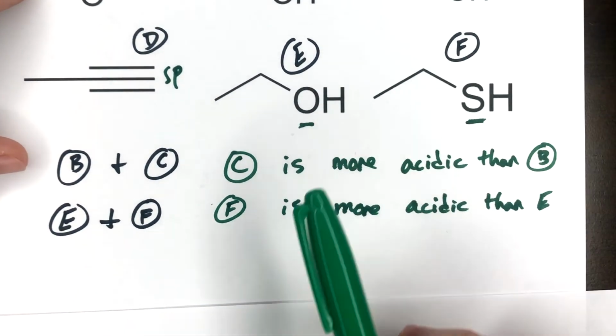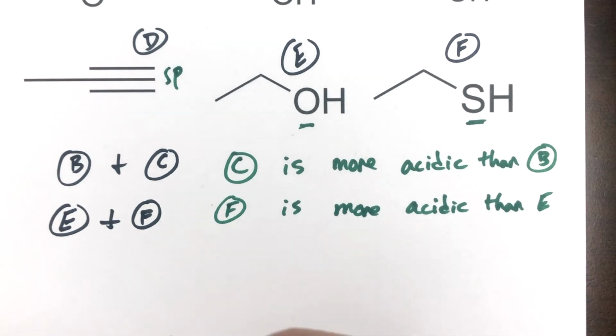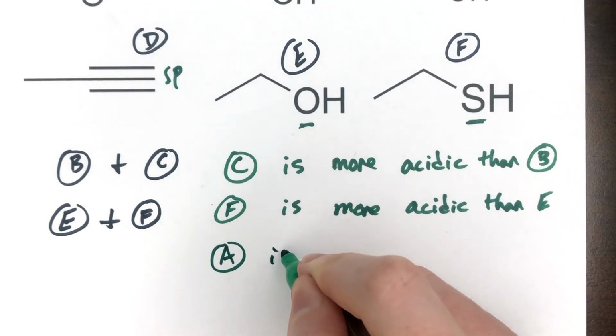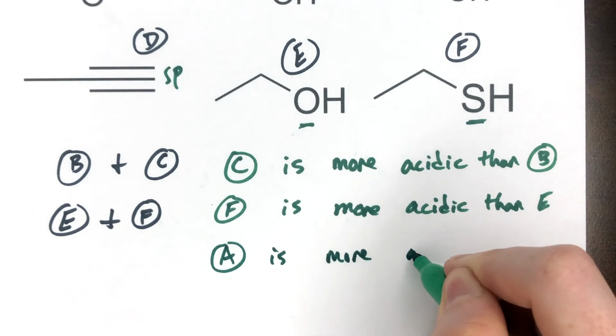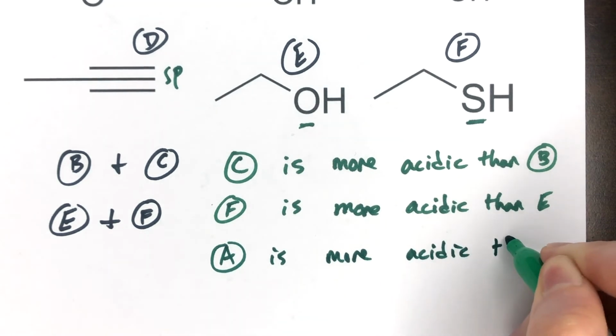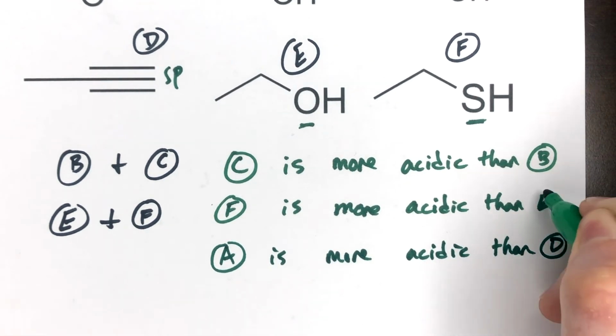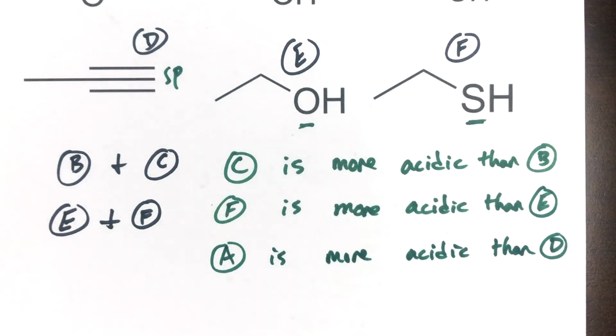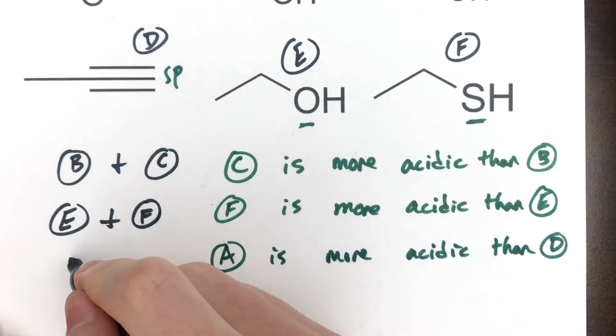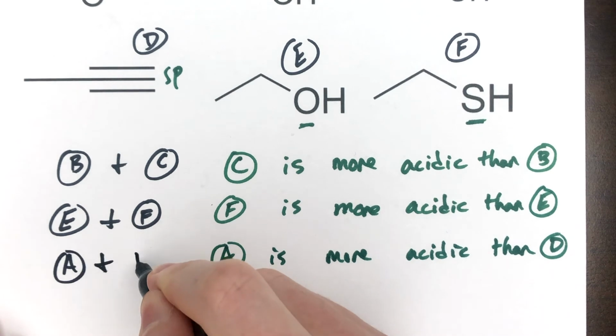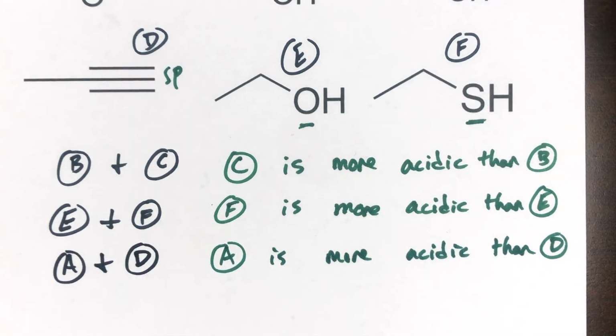So let's write that down here. A is more acidic than D. So this is A and D. So now we've looked at 3 pairs. But now the question is, we need to rank those pairs to each other.